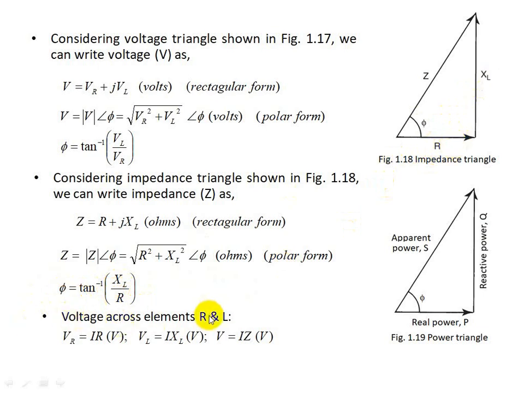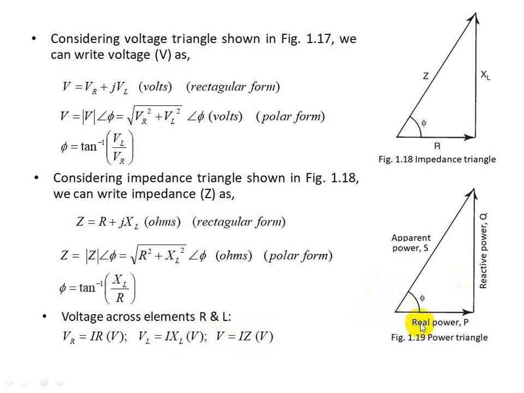Now the voltage across the elements R and L. The voltage across resistance, VR, is I into R. The voltage across inductance, VL, is I into XL. Whereas the total voltage V, which is the supply voltage, will be equal to I into Z, where Z is the total impedance of the circuit.